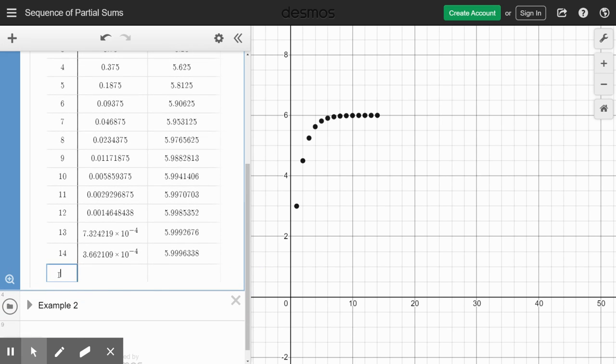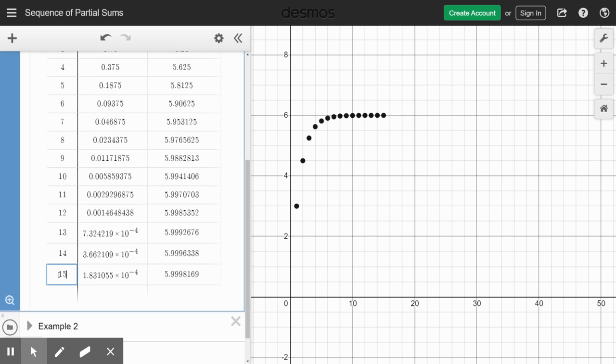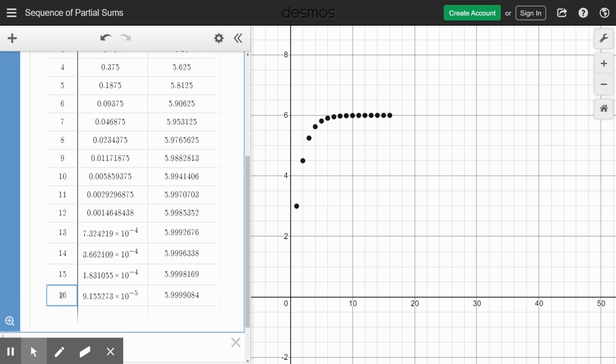Well, let's keep going. Let's find the 50th, 5.999. Now let's find the 60th term. The 60th partial sum is 5.999. And if we take a look at the behavior of the sequence of the partial sums, the sequence seems to be converging to the value of 6.